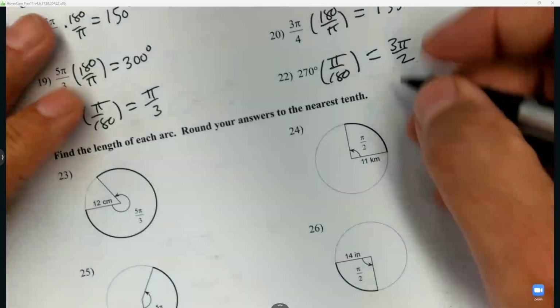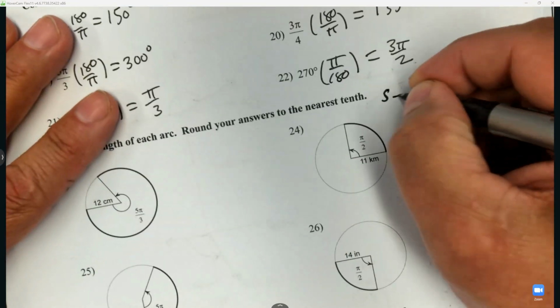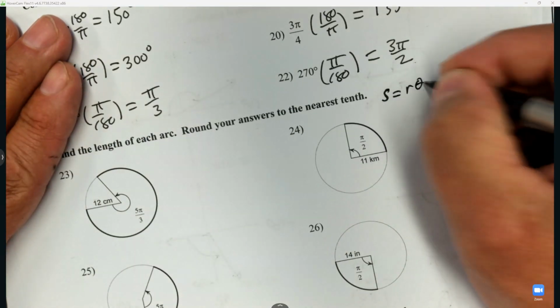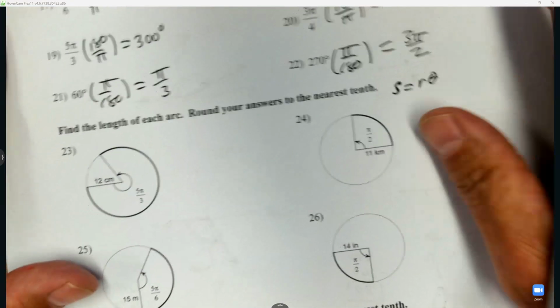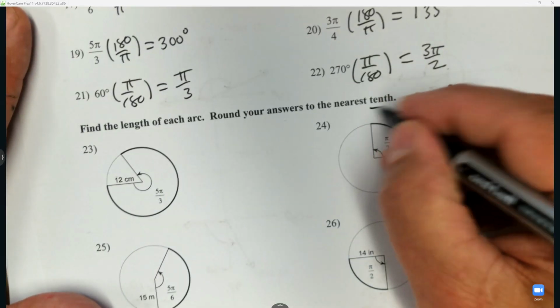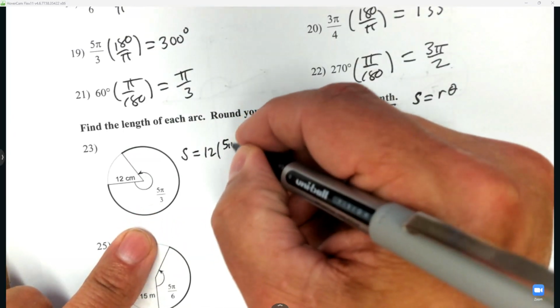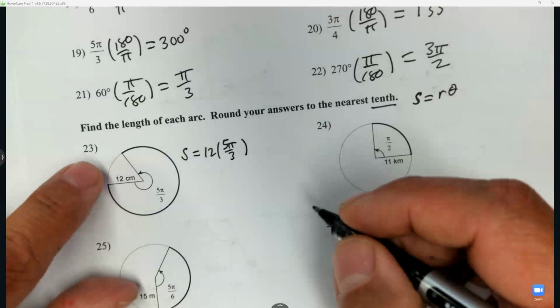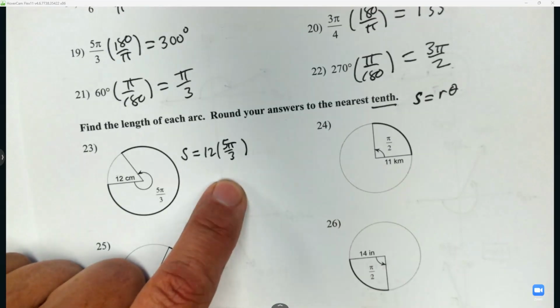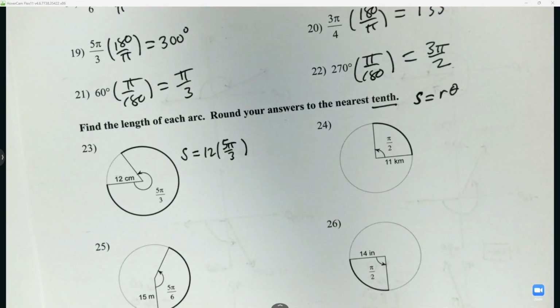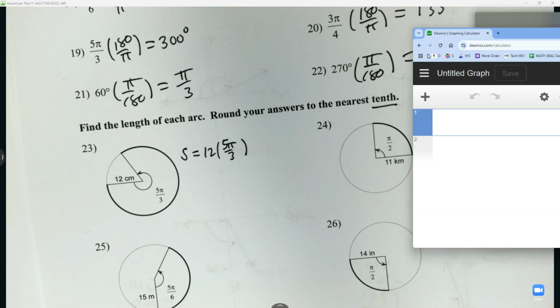So we need to know the formula for arc length. The letter we use for arc length is S, and it's just the radius times the angle in radians. And then we're going to round to the nearest tenth, so one number after the decimal. So to find the arc length, we take the radius, which is 12, and we multiply it times the central angle in radians. So 5 pi over 3 is already in radians, so all we're doing is multiplying them together to find the arc length. So I'm going to open up Desmos. So you can press pause and do that.